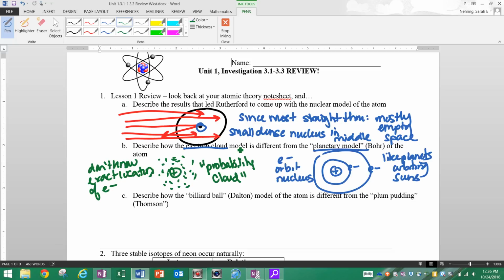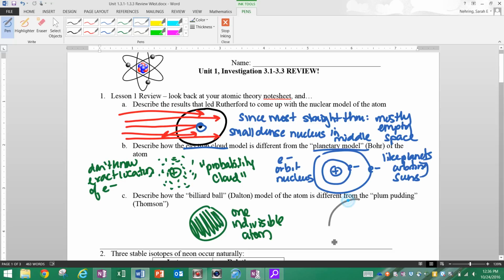All right, let's look at this last one, billiard ball model versus plum pudding model. So the billiard ball model is just one indivisible thing. It would be solid, it's just one thing, there's no smaller parts to it, versus the plum pudding model of the atom, where, remember, we had the jello and fruit chunk idea. It was the idea that there's this positive goo with these negative electrons floating around. So the atom's made of positive goo with negative electrons floating around in it.